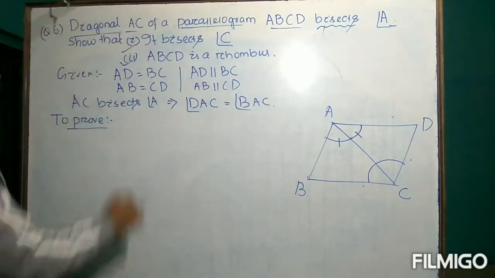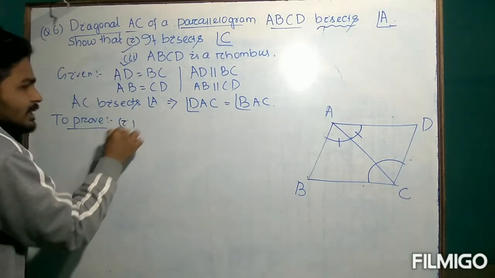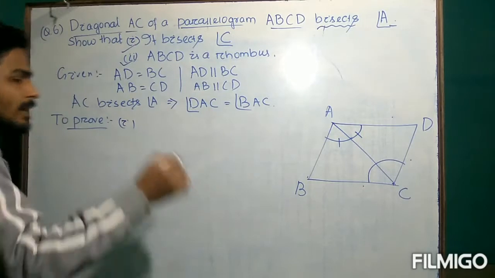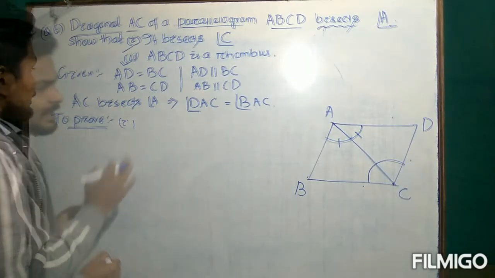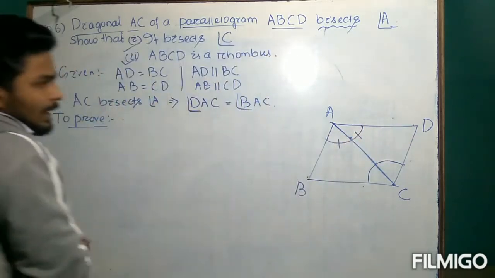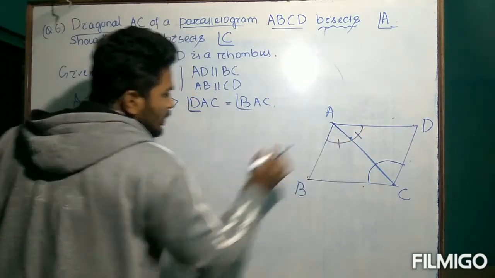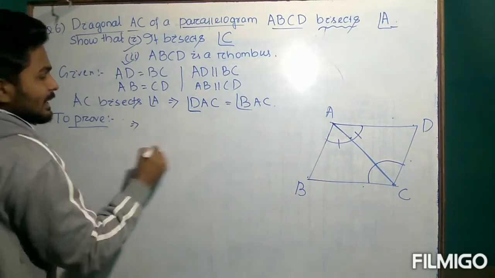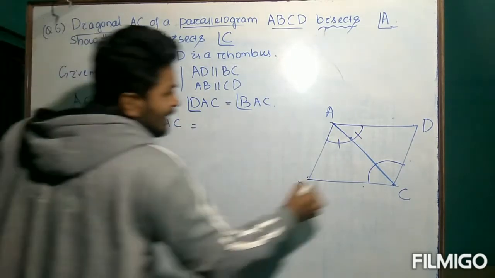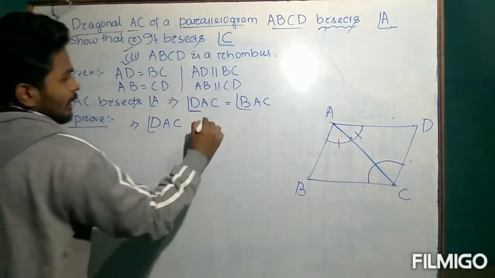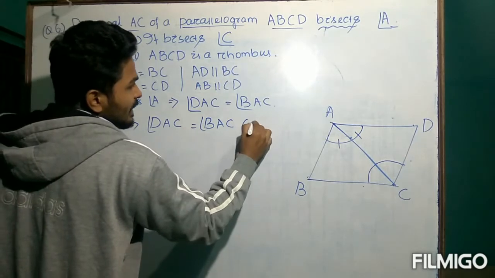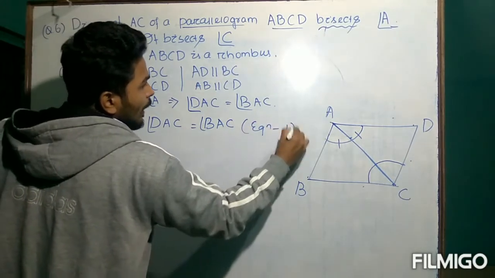Okay, so let us prove the first statement, that it bisects the angle C also. Okay, so let us start. Since it is already given that AC is the angle bisector of angle A, it means this half is equal to this half. So you can write angle DAC is equal to angle BAC. This is, let's say, equation number 1.